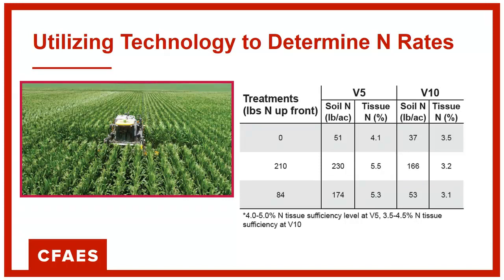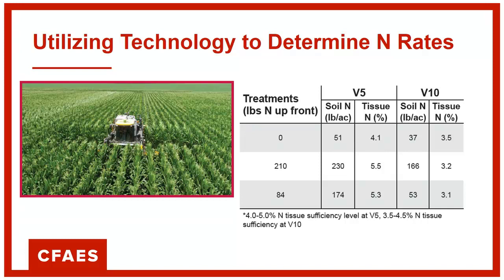Not bad. 210 pounds of nitrogen put on. V5, 230 pounds. We have a lot of nitrogen available. We have a lot of nitrogen that's losable at that point in time. That's 230 pounds that could get flushed out of the system with some really good rainfall events. 166 pounds at V10. Most of that probably went into the plant. We probably didn't lose a lot from that 166 to 230. Or we had 84 pounds up front, 174 at V5 and 53 at V10. So we're getting some good nitrogen coming out of the soil, and we can tell the difference that what we put on is sticking around.